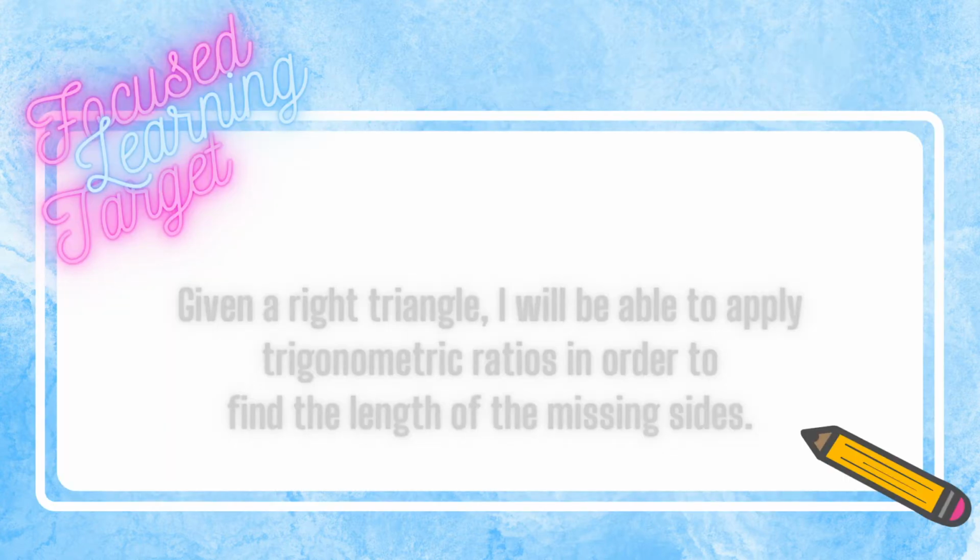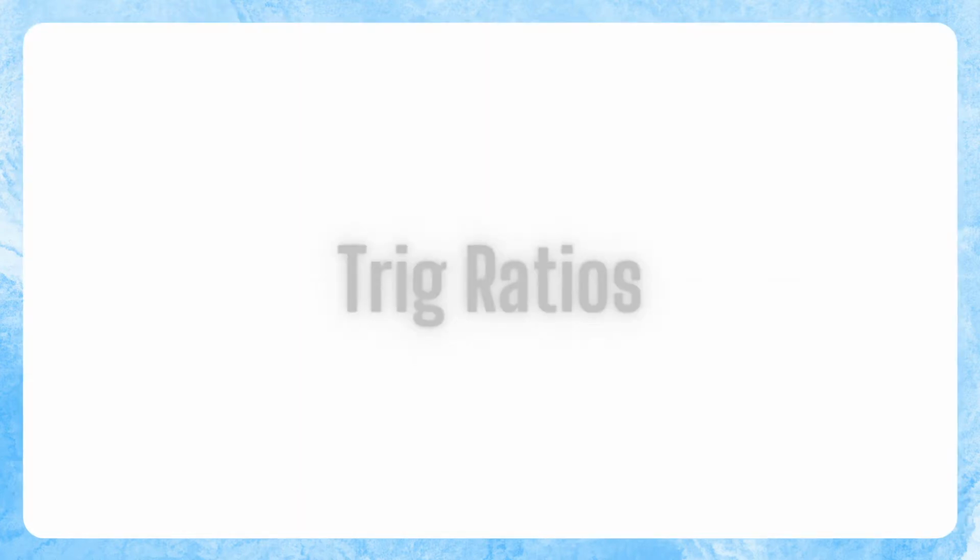Here's today's FLT. Given a right triangle, I will be able to apply trigonometric, or trig, ratios in order to find the length of the missing sides. So for these upcoming lessons, we'll be looking at these things called trig ratios to help us find missing sides or angles of right triangles.